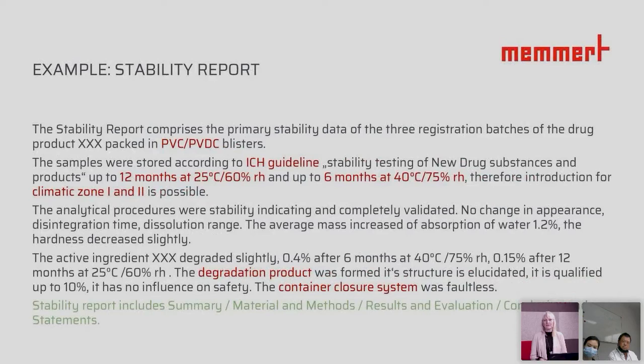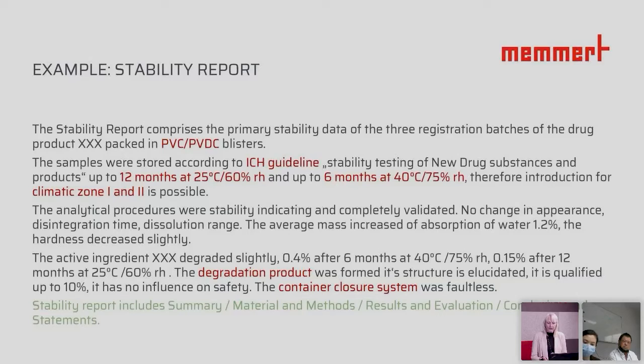Let's have a look at the next file. Here we can find an example of a stability report. This stability report comprises the primary stability data of 3 registration batches. So here we are always talking about 3 registration batches for a product. This is packed in PVC, PVDC blisters. And here we have ICH guidelines considered. That means testing is done at 25 degrees, 60% RH for 12 months and 6 months at 40 degrees, 75% RH. By this, climate zones 1 and 2 are considered.